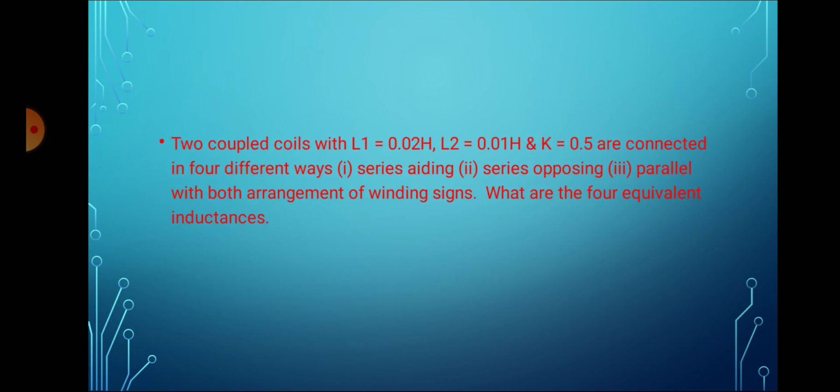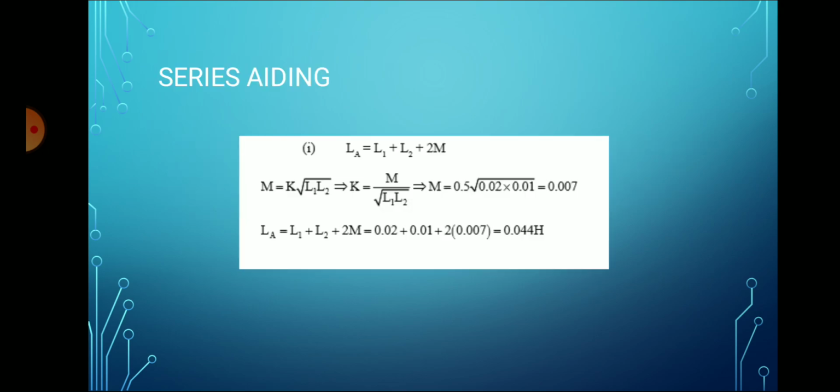The next one: two coupled coils with L1 equal to 0.02 Henry, L2 equal to 0.01 Henry and the coefficient of coupling K equal to 0.5 are connected in four different ways: series aiding, series opposing, parallel aiding and parallel opposing. What are the four equivalent inductances? First one is the series aiding. In this problem, we don't know the value of M. To calculate M, we use the formula M equals K into square root of L1 L2. All the data are known. We calculate the value of M.